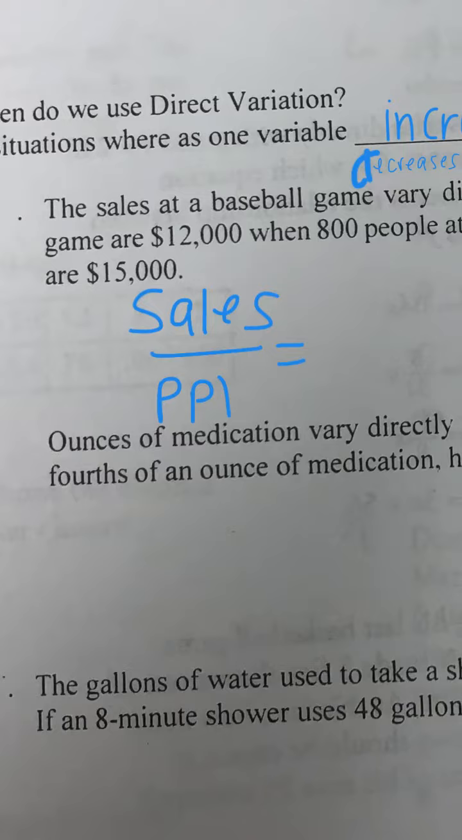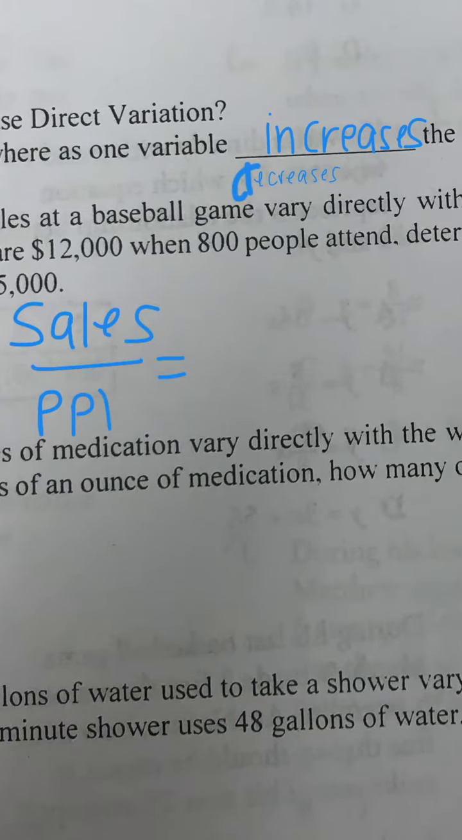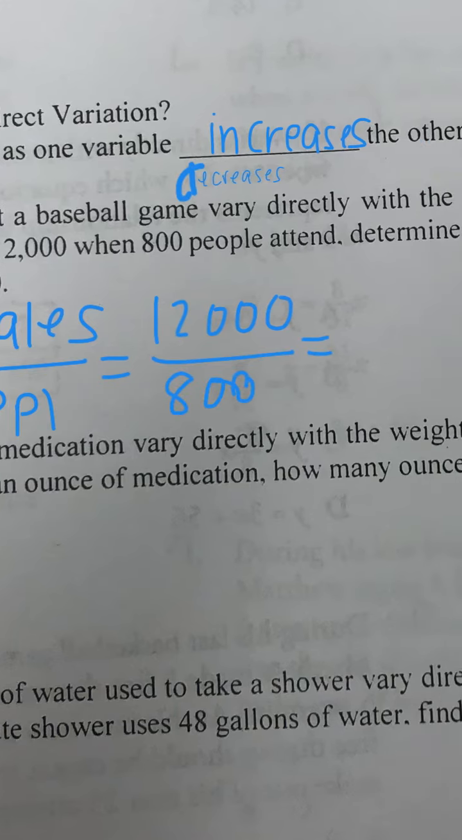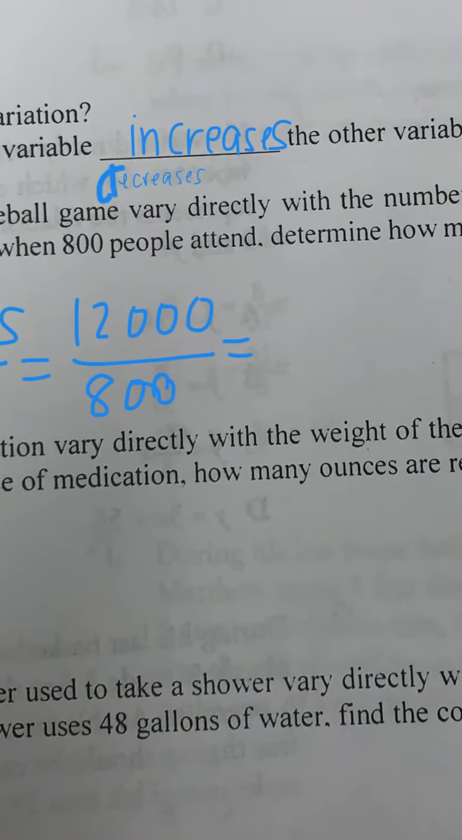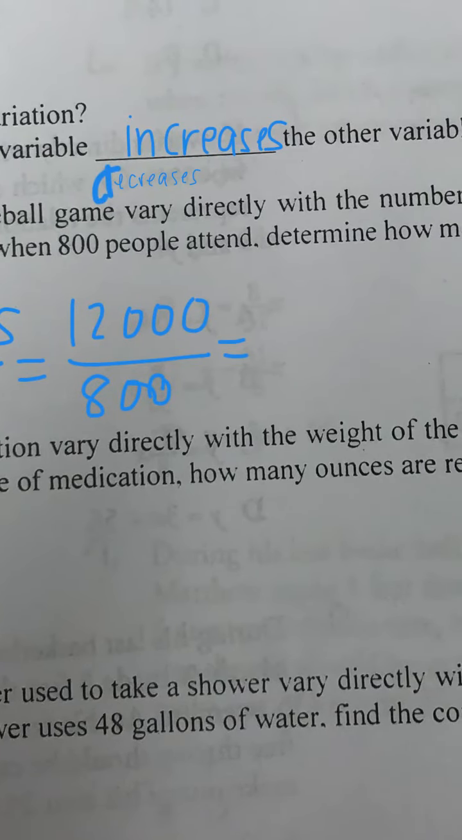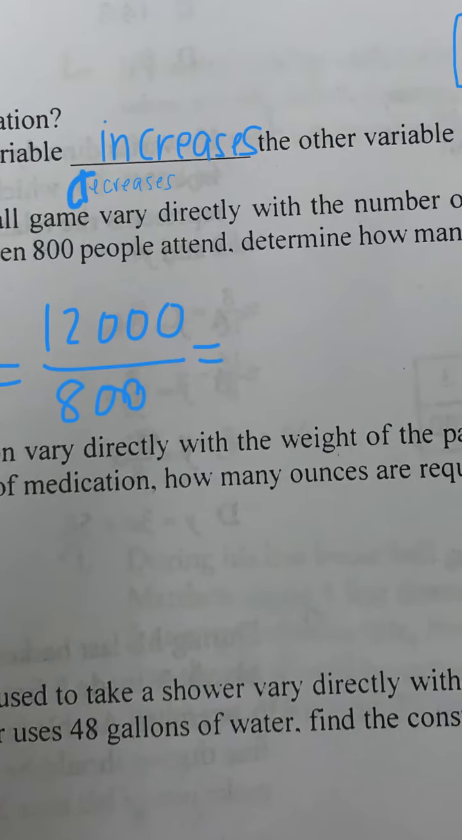So how much was the first sale? Well, it was 12,000 over 800 people. And you had to set that equal to the other information. They want to know, no, how many people attend if the sales are 15,000. Well, sales were on top, so that means I'm going to write 15,000 over, I don't know how many people, so I'm going to put X.